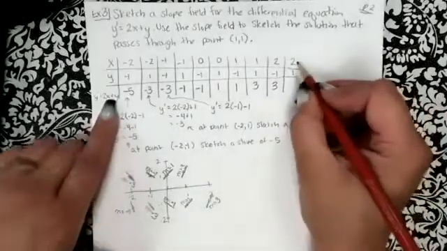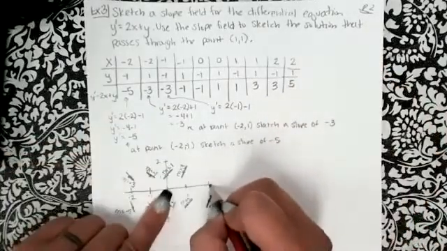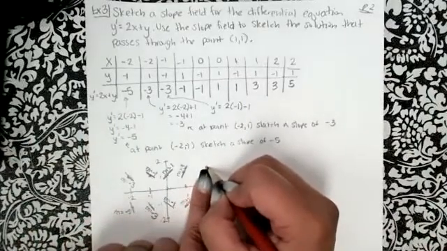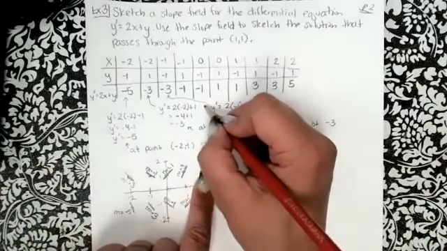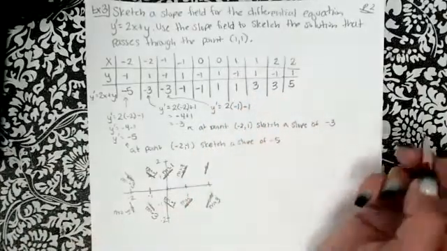And then the last one, when I plug in a 2, 2 times 2 is 4, plus 1 is 5. So here x is 2, y is 1. So it's talking about that point. Now I want a slope of 5. So it's going to go up 1, 2, 3, 4, 5 over 1. So there's my slope right there.